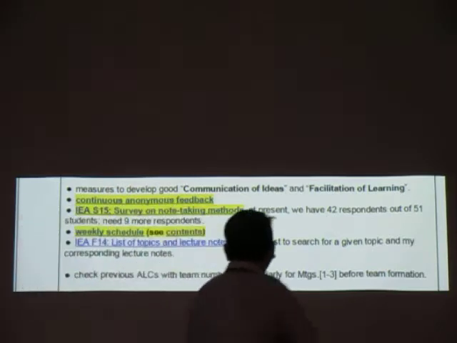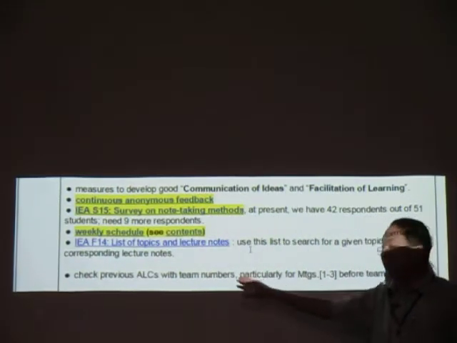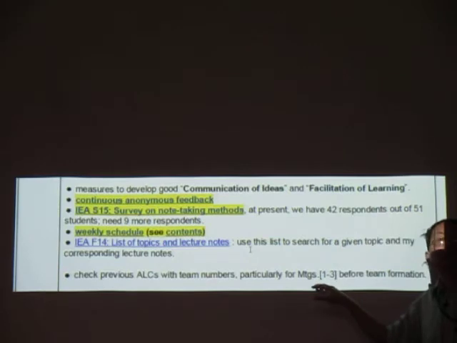I have already updated the active learning credits with team members, particularly for meetings 1 to 3. That's before team formation, so you may want to go and check. Be sure that your name and team numbers are correct. For example, there were 2 Kevins and 2 people with the same first name, so you may want to double check.